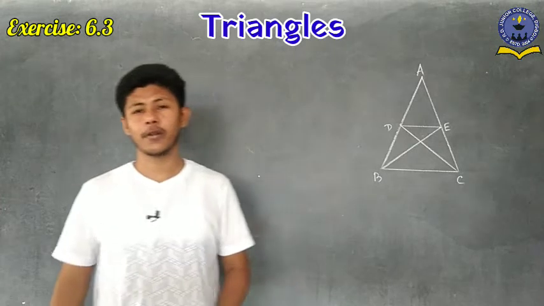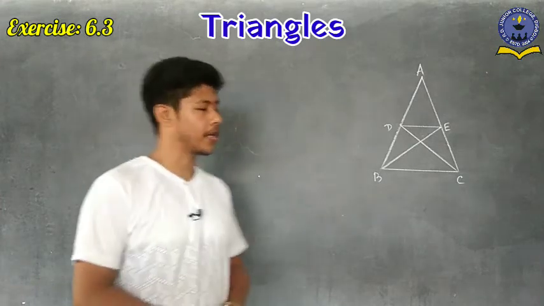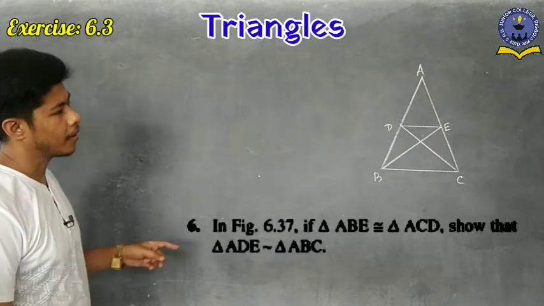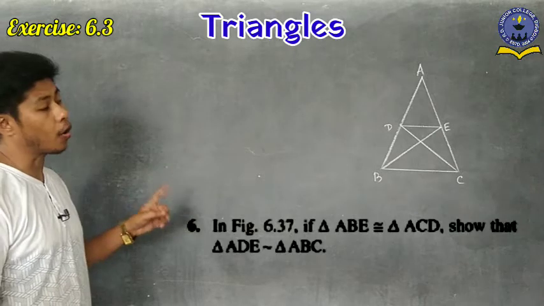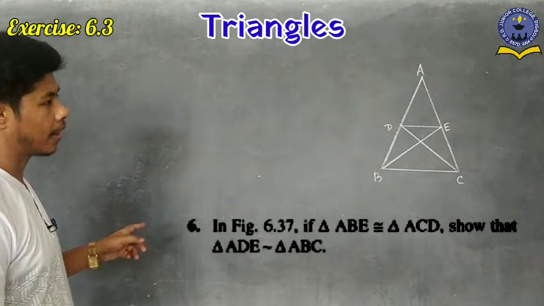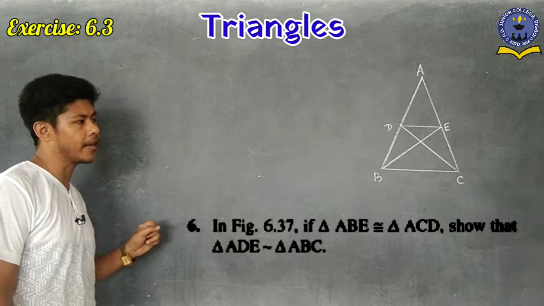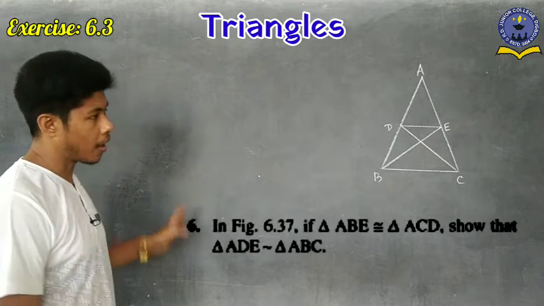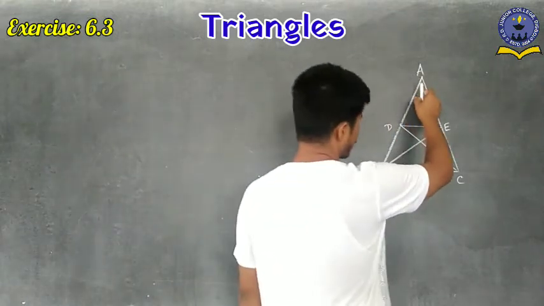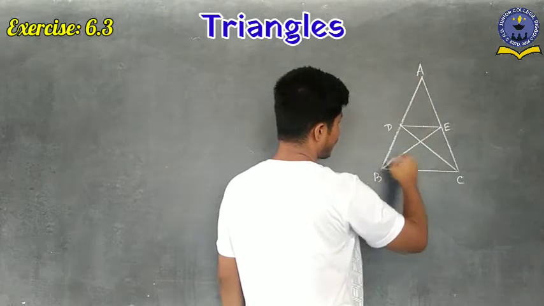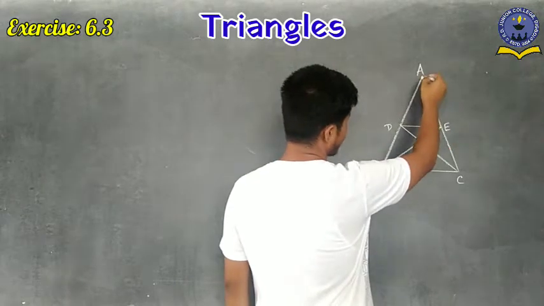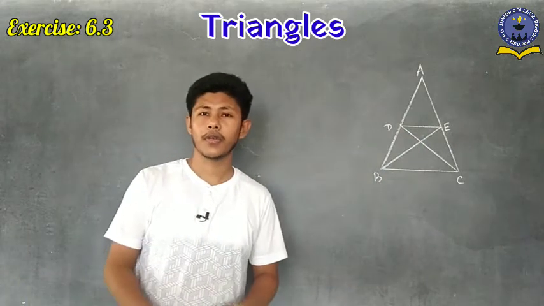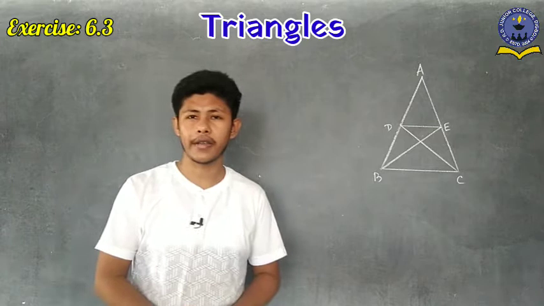Okay, after question number 5, if you see the next question, question number 6, and the main thing is given here, what? Triangle ABE congruent to triangle ACD, and what we need to prove? We need to prove here ADE is similar to ABC, as you see the question is given here, isn't it? So now in this case, first of all, given congruent, which two are congruent? So now here ABE is congruent to ACD. If these two are congruent, that means their corresponding parts are also equal here, isn't it?